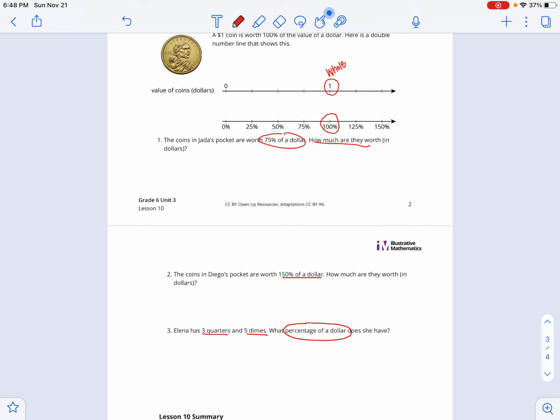So here's how you should have answered 1, 2, and 3. 75% of a dollar is equal to $0.75. That's, of course, the same thing as 75 cents. 150% of a dollar would be 100% of a dollar, or a dollar, and 50 cents. We can split up that 150 into 100%, and the 100% is a dollar, and 50%, which is 50 cents, for a total of 150.